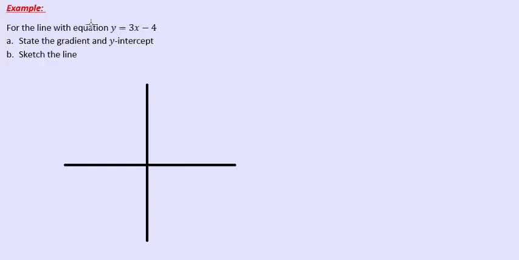We're asked here to find the gradient and the y-intercept of a given line and then to sketch the line. So the first thing we're going to do is look at the gradient and the y-intercept. Now we know that the standard form for a straight line is y equals mx plus c. And when we use this format, the m represents the gradient and the c talks about the y-intercept.